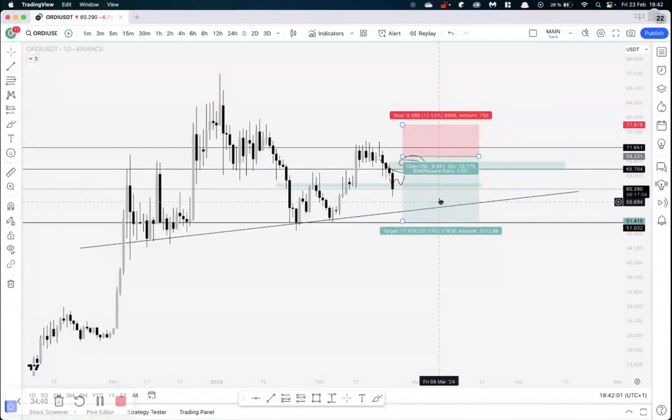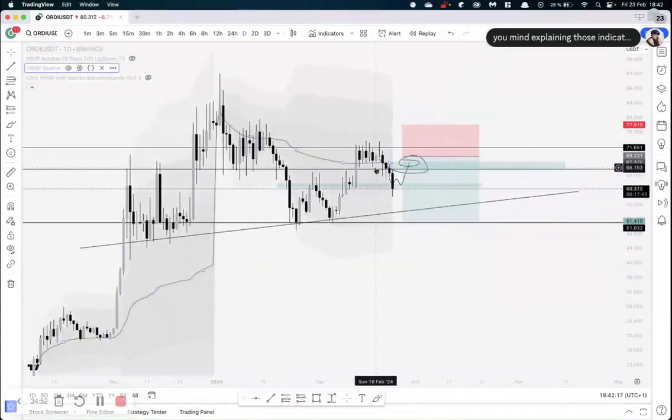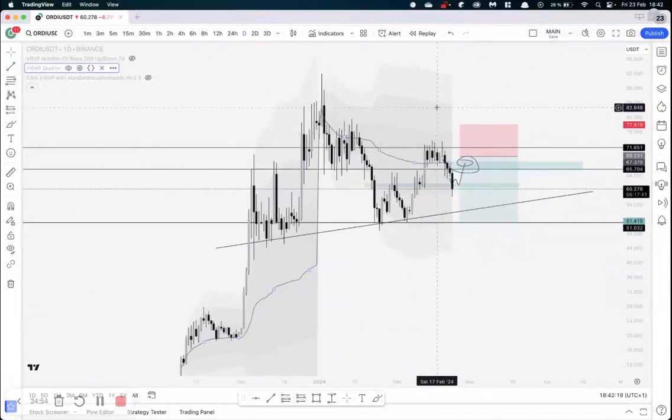But Ordinals is a very difficult coin to trade, so I would be careful, but that's the main idea here. You might explain those indicators you're doing? Just VWAP up here, just using it as support resistance together with these deviation bands for the same thing.